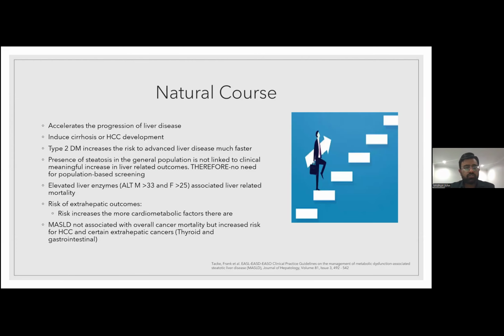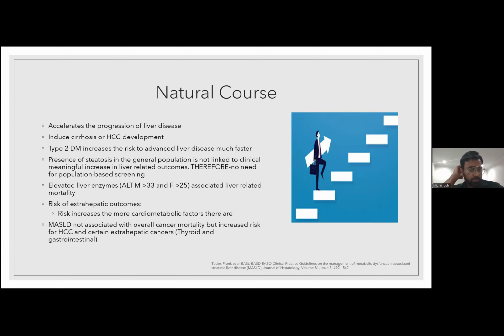So, the natural course of the disease basically, MASLD accelerates the progression of liver disease in patients with ALD as well as chronic hepatitis B, and synergistically induces cirrhosis or hepatocellular carcinoma development. We find that around 10 to 30% of isolated steatosis progress to steatohepatitis as well as advanced liver disease. However, the risk is much higher with the presence of type 2 diabetes. And so the presence of steatosis in the general population is not really linked to any clinically meaningful increase in liver-related outcomes.